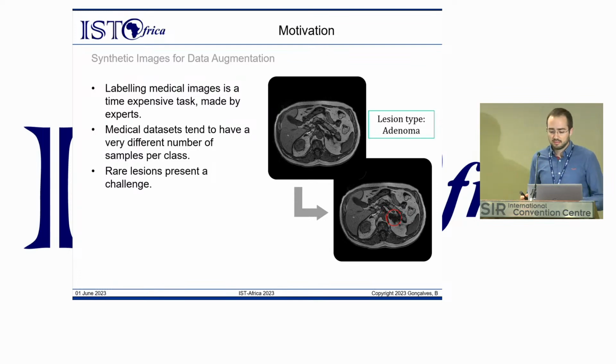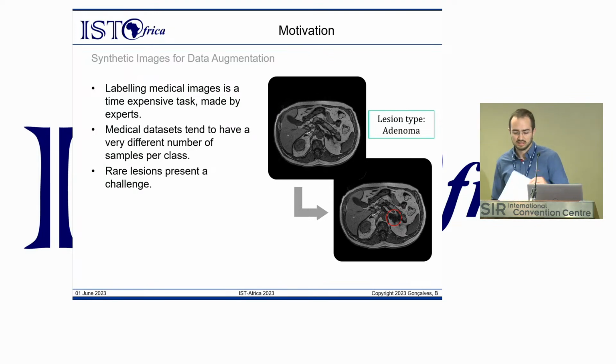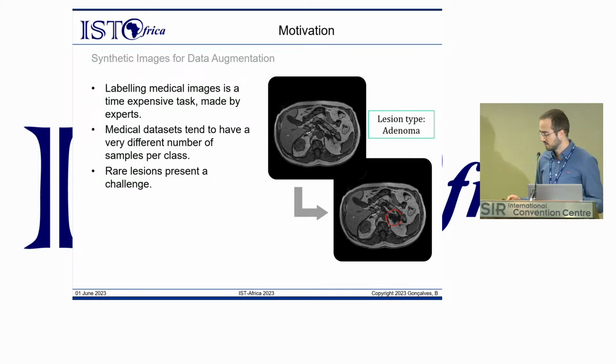On the other hand, medical datasets tend to have very different numbers of samples per class. They are unbalanced because it's difficult to find a situation where we have the same amount of patients with and without the lesion or disease that we are studying. This is an even greater challenge when we are analyzing rare lesions or rare diseases. So we have to find ways to improve our medical datasets.